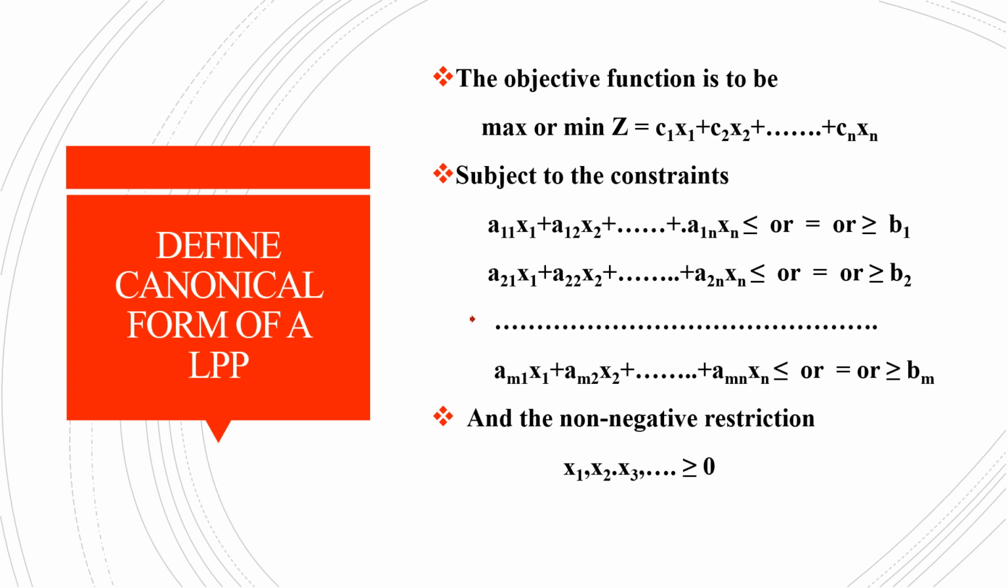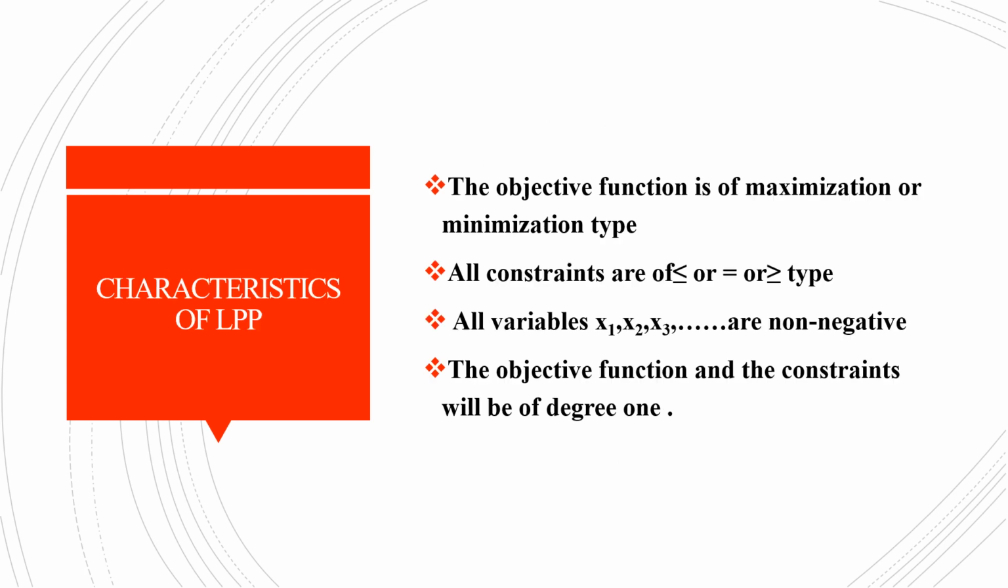That is, there are always certain limitations on the use of limited resources. These limitations are called the constraints. Third step, the non-negativity restriction: x1, x2, x3 greater than or equal to 0. The variables x1, x2 up to xn involved in the objective function are called the decision variables.